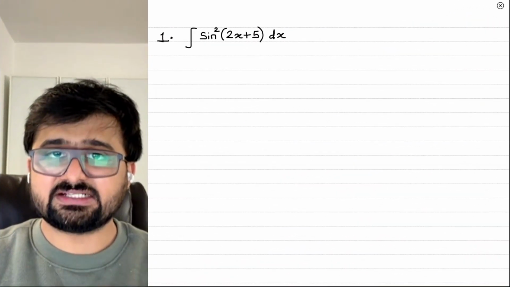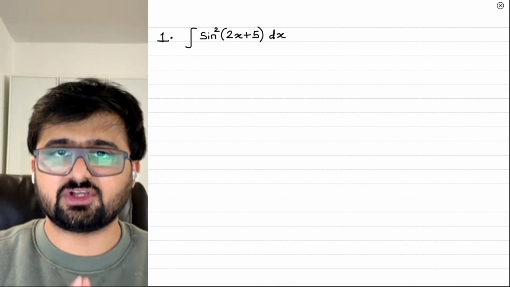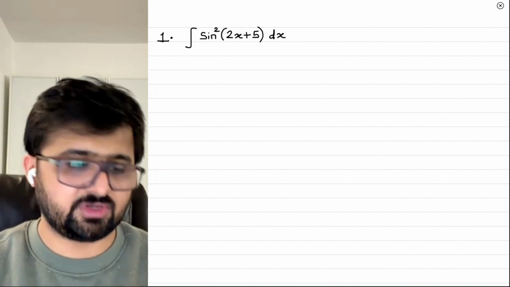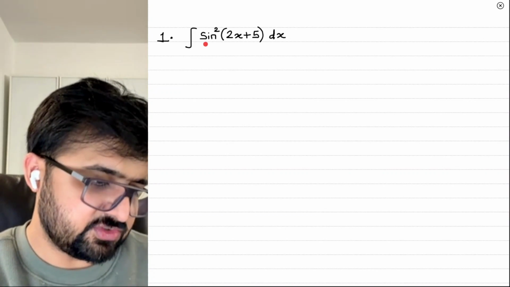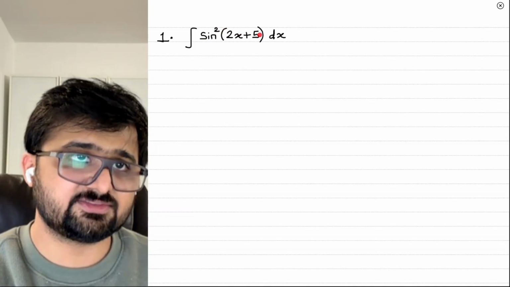All right, now let's start solving exercise 7.3 from your NCERT textbook. In this video, we'll solve questions number 1 to 5. Okay, let's start with the first one. Question number 1 says: integrate sine square (2x plus 5).